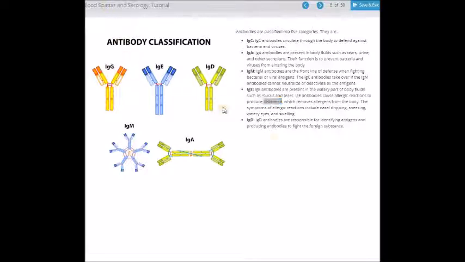All right. And then finally, IgD, or antibodies, responsible for identifying antigens and producing the antibodies to fight the foreign substance. So IgD kind of is the quarterback. It starts the whole process and it tells everybody else what to do.